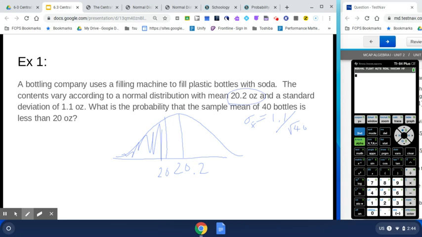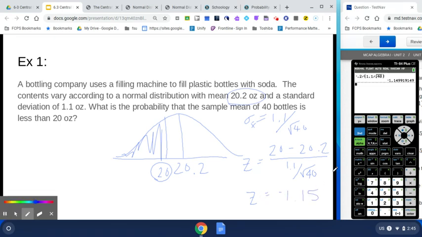We're going to need to turn this 20 ounces into a z-score, similar to what we did before. So we're going to take the sample mean of 20 minus the population mean of 20.2 and divide it by the standard deviation of sample means, which is 1.1 over root 40. Let's go ahead and find that z-score. I did that math in the calculator on the right side and rounded that z-score to 2 decimal places. So that's negative 1.15.